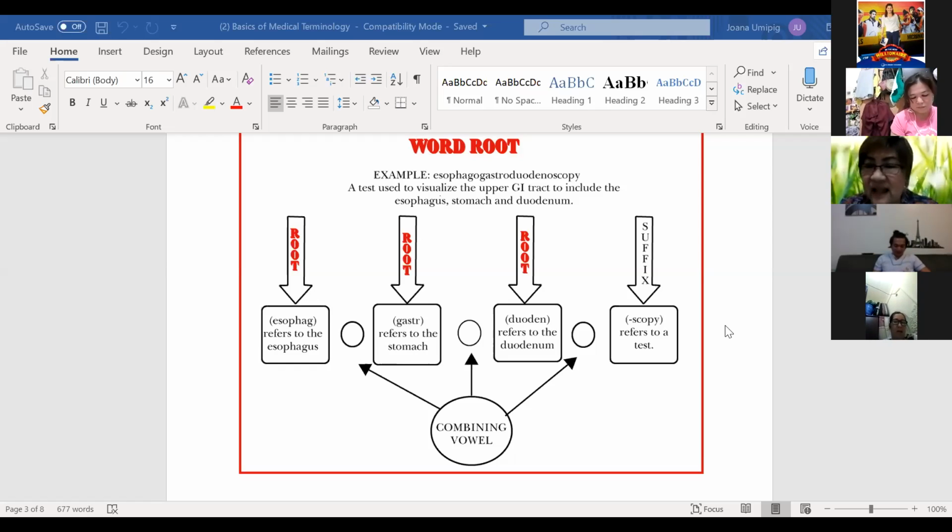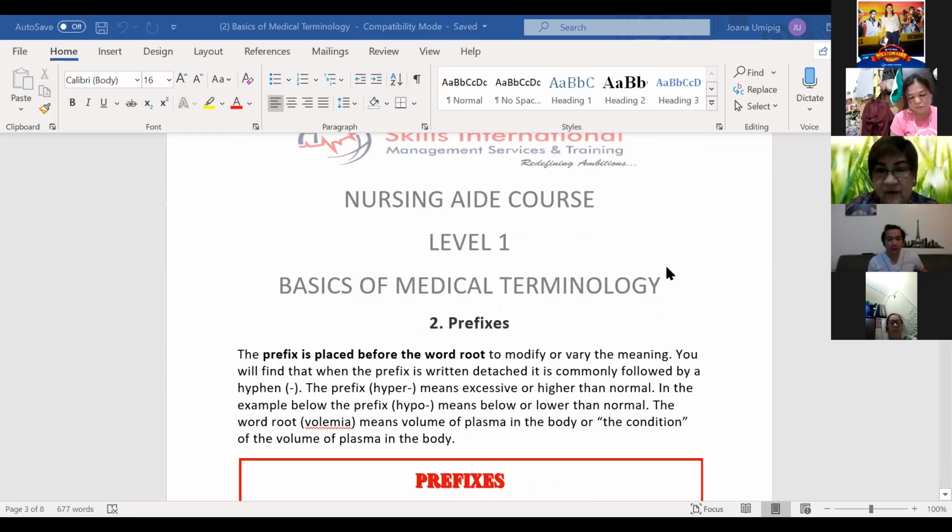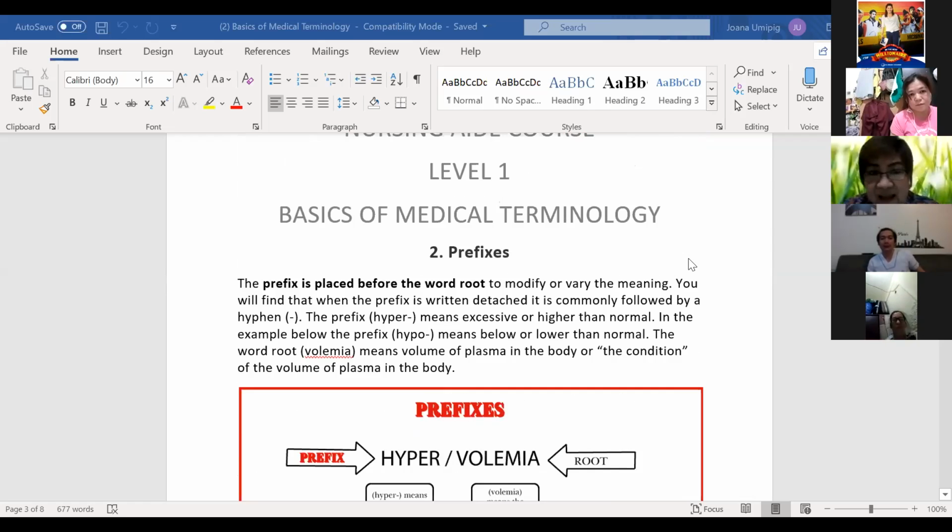Okay? So this is the example of a word root. Number two, we have the prefixes. The prefix is placed before the word root. So it is in front, or before. Before the word root is the prefix. Prior, before. So when we form a medical term using a prefix, the prefix is placed before the word root to modify or vary the meaning.